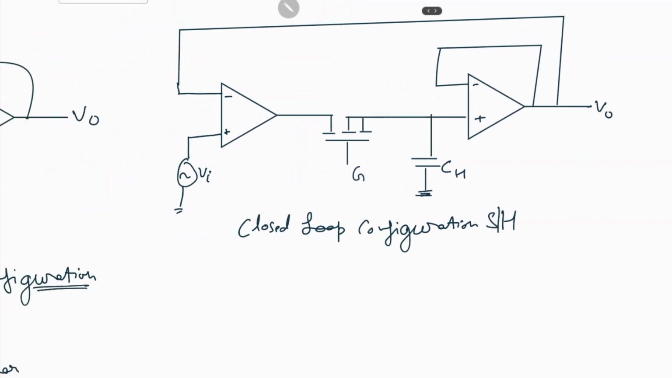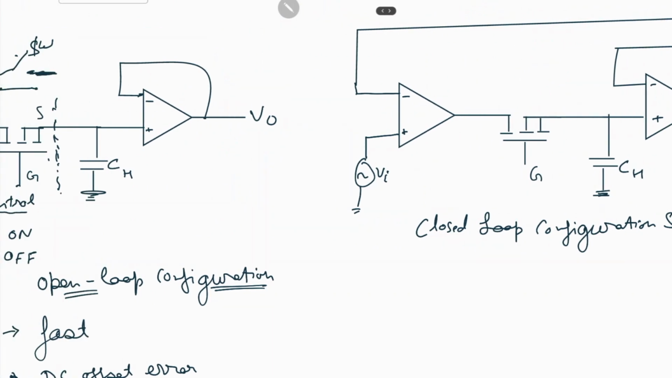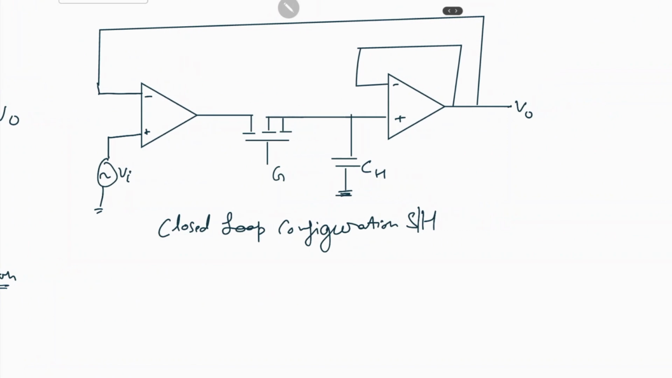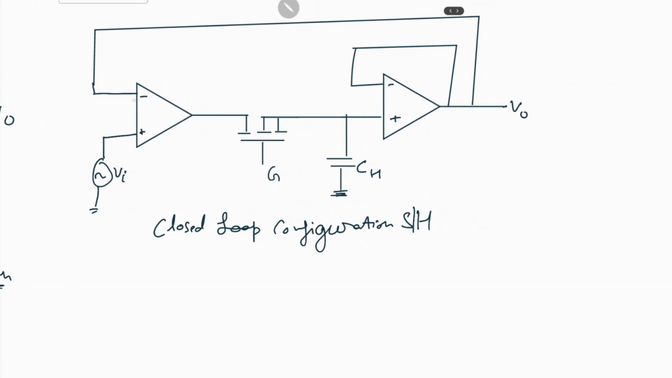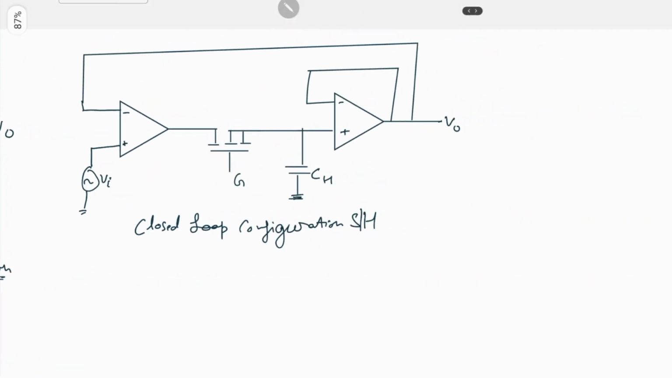Everything is the same as the previous one, it's just that the feedback is there. This overcomes the issue of DC offset error, but at the same time it is a little slower. It is more accurate, but a little slower compared to the open loop configuration. It is fast, but not as fast as the open loop configuration, and it has good accuracy.